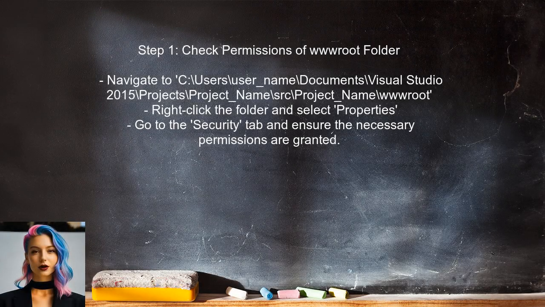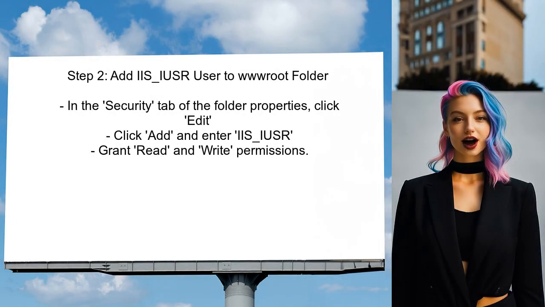issues in the future. To resolve the unauthorized access exception, the user should first check the permissions of the wwwroot folder. This is crucial because the application needs access to create and download files from this directory. Next, the user should ensure that the application pool identity has the correct permissions. This can be done by adding the IISR user to the wwwroot folder with read and write access.